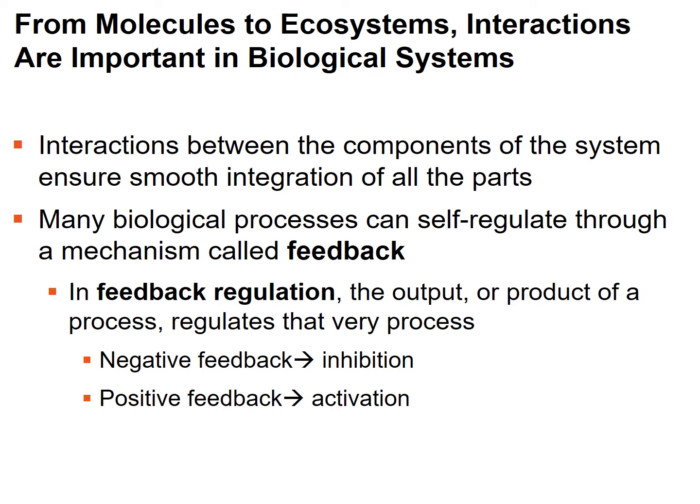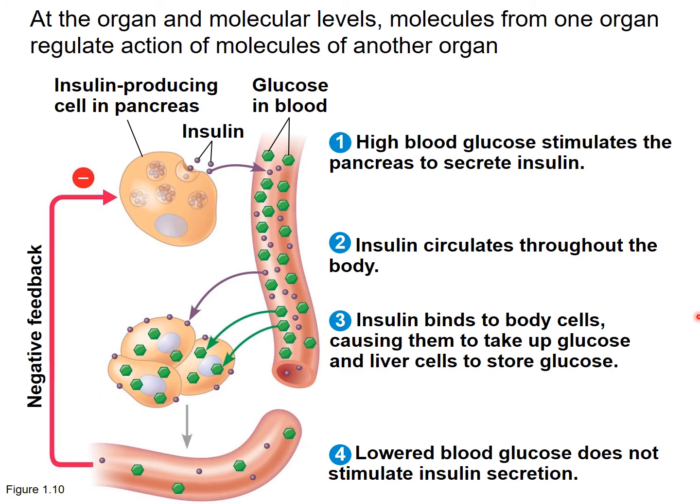Now let's look at an example. This example is going to show the interaction between organs and molecules. What can happen is molecules that originate from one organ can regulate or control the action of molecules from another organ. So let's look at this example in terms of insulin and blood glucose. When your glucose concentrations are very high in the blood, this is going to stimulate the pancreas to release this protein or hormone called insulin.